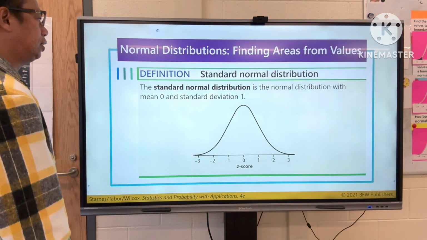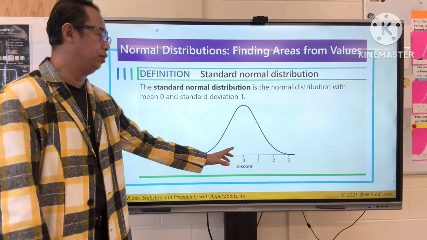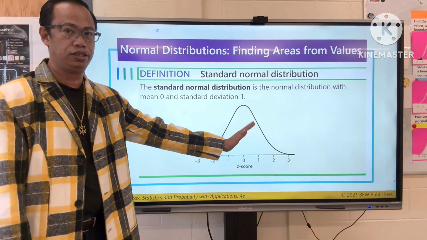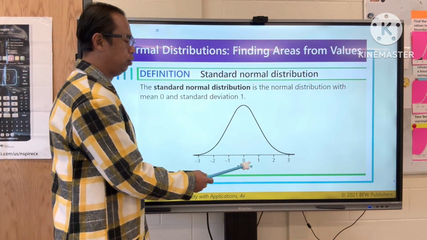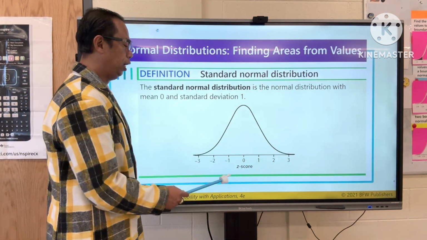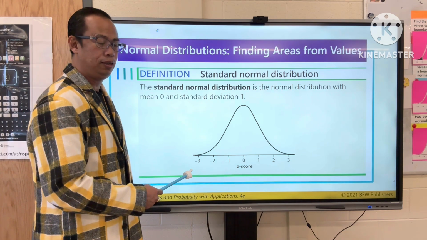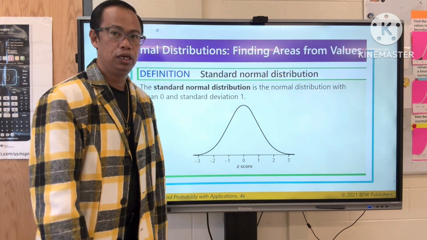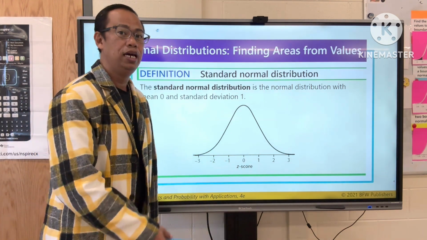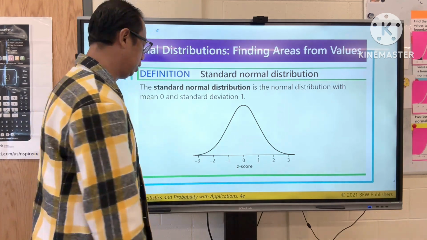So we have here the standard normal curve. We have the positive 1, 2, 3 on the right side. You see, from 0, then we got 1, 2, 3, and then negative 1, negative 2, negative 3. So this is on standard deviation. This is a representation of the standardized normal curve. Okay?